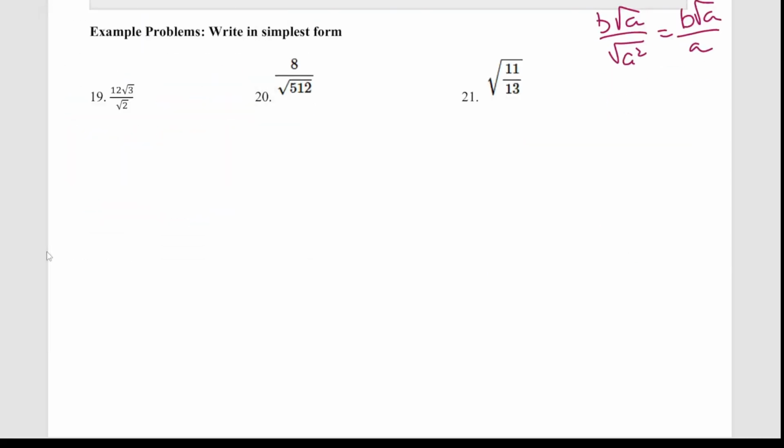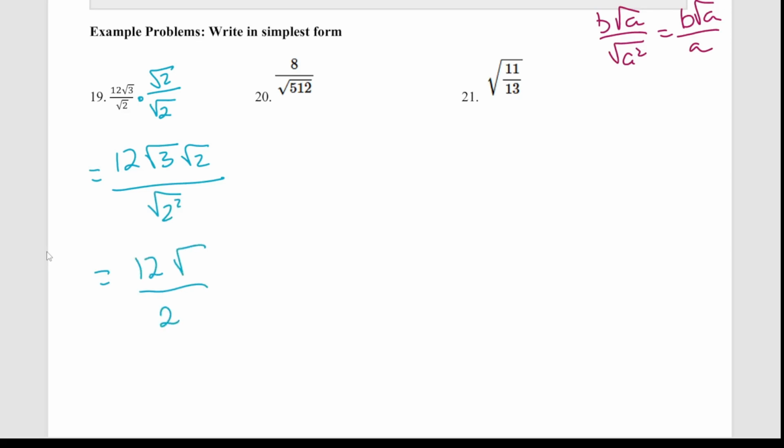So let's go ahead and simplify these. For this first one, we notice there's a square root of 2 in the denominator, so we're going to want to multiply both the numerator and denominator by root 2. That's going to make that numerator into square root 3 times square root 2, and that denominator becomes the square root of 2 squared. Square root of 2 squared will simply leave us with 2.